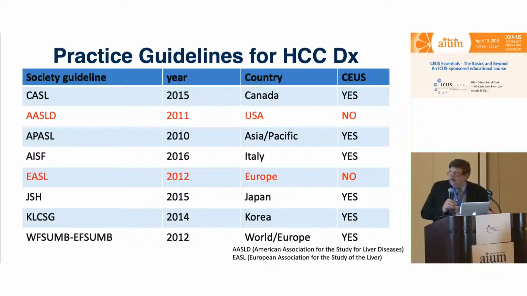When we looked at practice guidelines for hepatocellular carcinoma diagnosis, these are the agencies, and you can see there are 2 agencies, ours in the United States, the American Association for the Study of Liver Disease, which still is not recognizing CEUS, and EASL, which is the European Association for the Study of Liver Disease, not yet including these in their guidelines as of last year. EASL is now in 2018 adding CEUS. So right now, the only liver association in terms of diagnosing HCC that does not have CEUS in their guidelines is the American Association for the Study of Liver Disease.